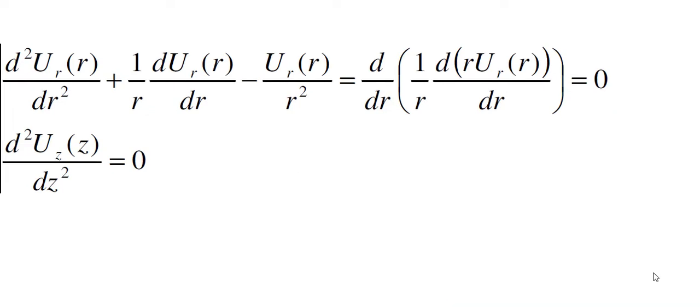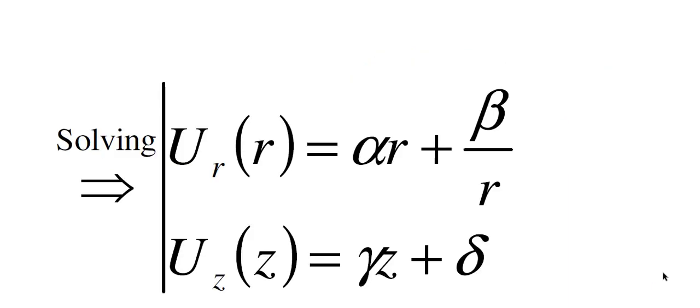The solving of the two differential equations gives the radial and the longitudinal components ur and uz of the displacement field in function of alpha, beta, gamma, and delta, which are constants of integration determined based on boundary conditions.